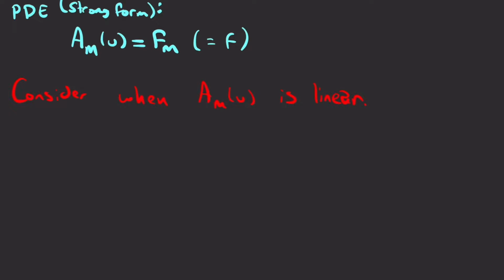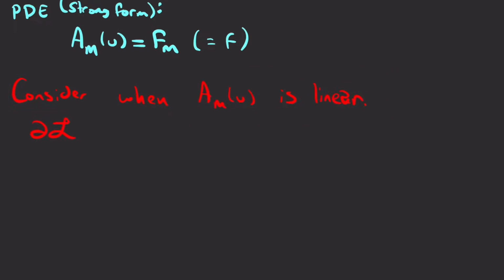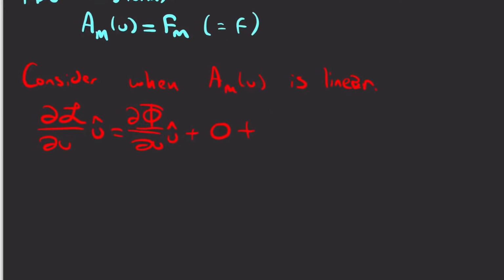So let's derive the adjoint equation, considering the case when A sub m of u is linear. And when it is linear, we actually get an adjoint. And that is why it is called the adjoint state method and the adjoint equation. So the adjoint equation is when we take the partial with respect to u, partial phi, partial u, acting in the u hat direction, plus 0, because this term F sub m does not depend on u.